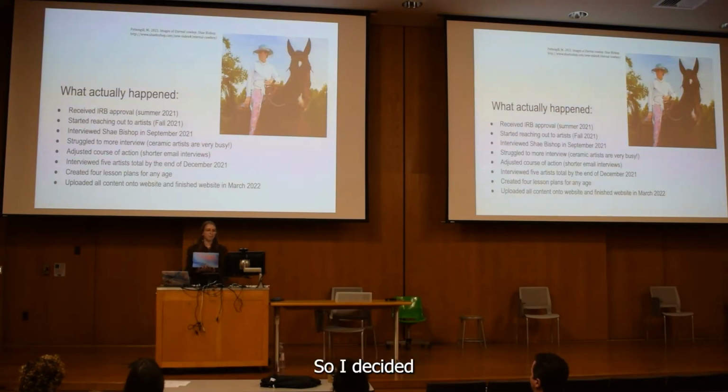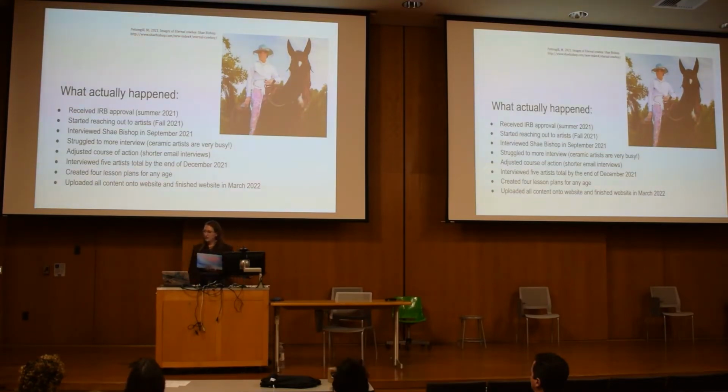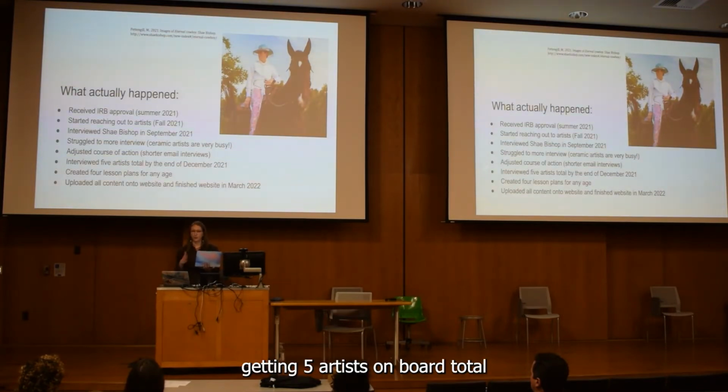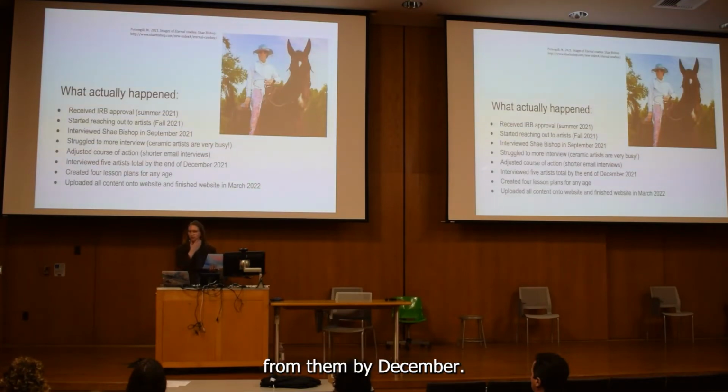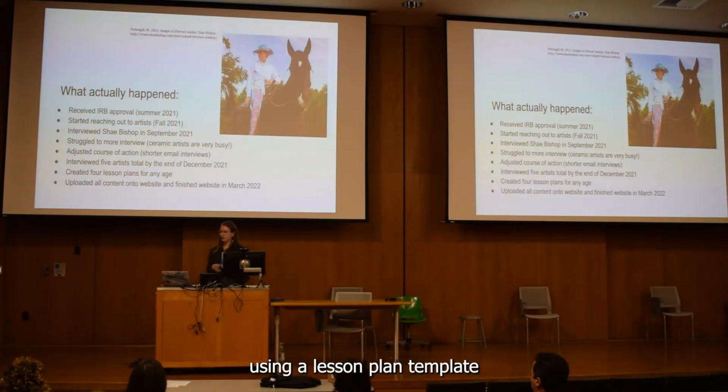So I decided, instead of doing a video interview, to do an email interview. And I pared all of the questions down to the 2 most important questions. Once I did that, I had a whole lot more luck. I ended up getting 5 artists on board total, pretty quickly after making those changes. I interviewed all of them and got photo permission from them by December. And then I created 4 lesson plans because I combined 2 of the artists for 1 lesson plan, adjustable to fit any age group using a lesson plan template by Deborah Stickler-Boyd.